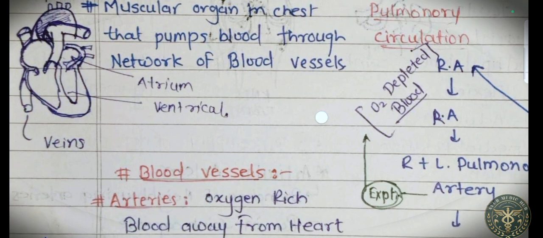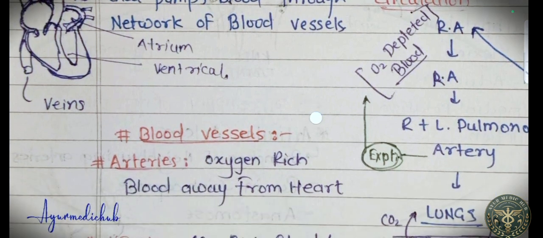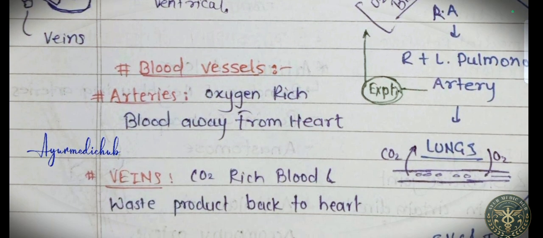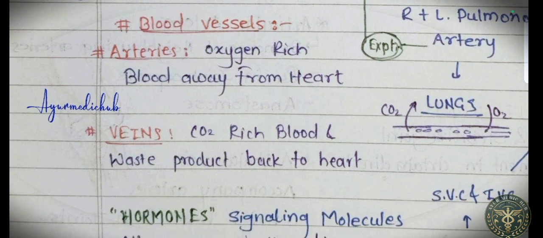Then there are blood vessels, which include arteries, which carry oxygen rich blood away from the heart, and there are veins which carry CO2 rich blood and waste product back to the heart.